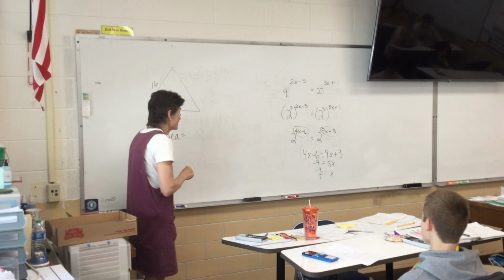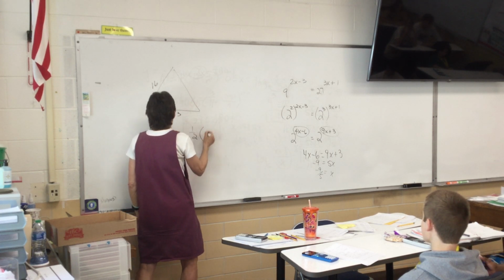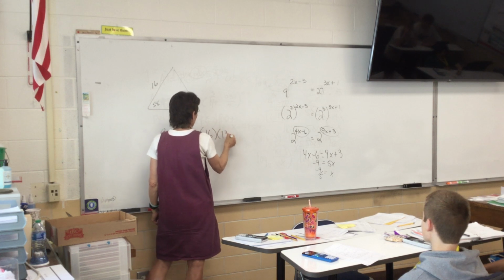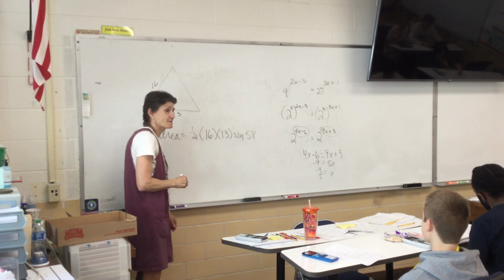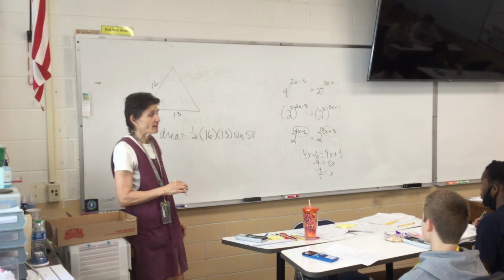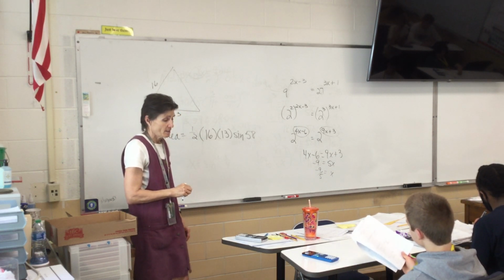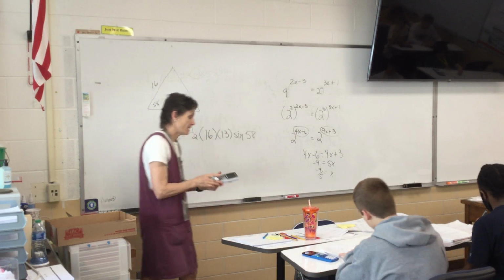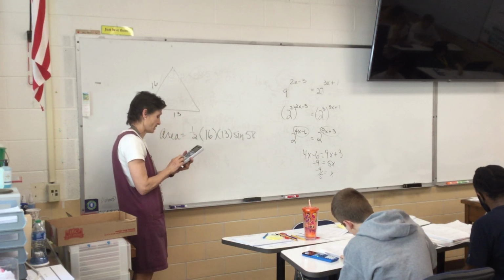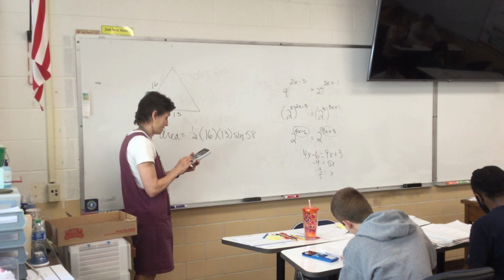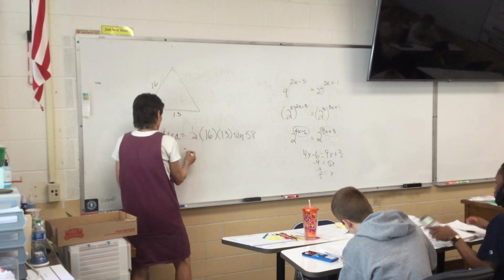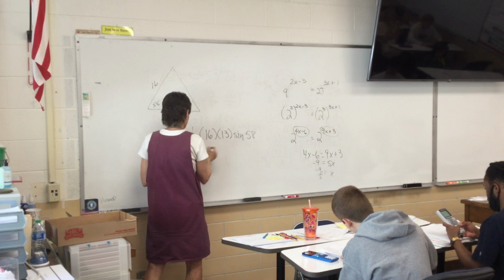Oh, this is the easiest thing. 1/2 side times sine of included angle. 1/2 side, sine. That's how we find the area of the triangle. 1/2 side times sine of included angle. So your area is 88.20 basically.